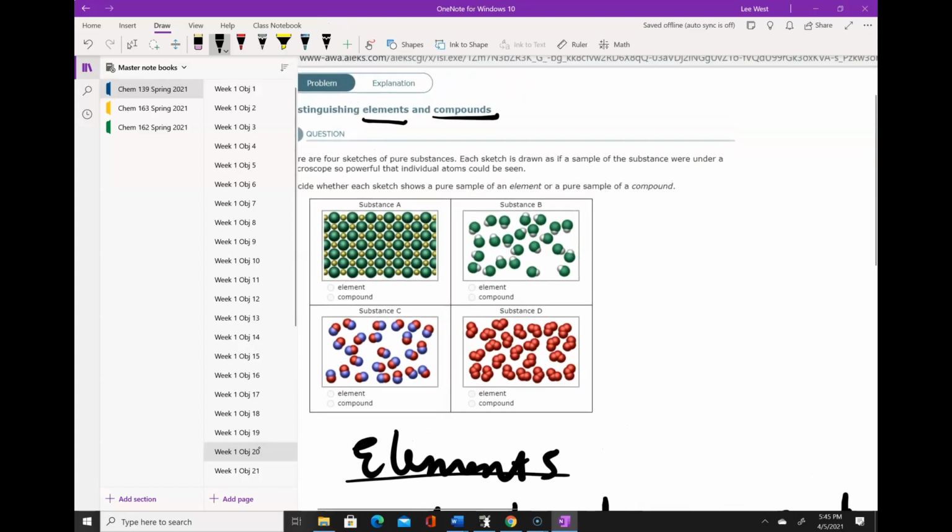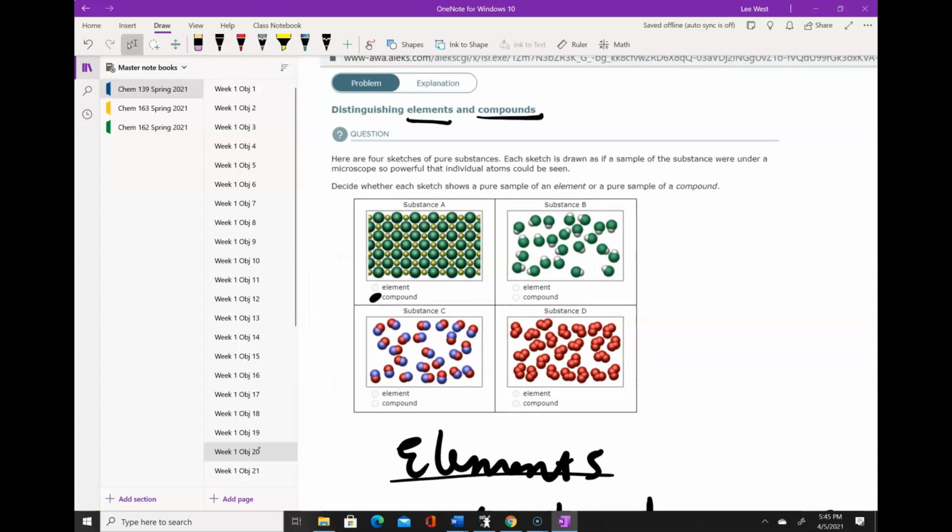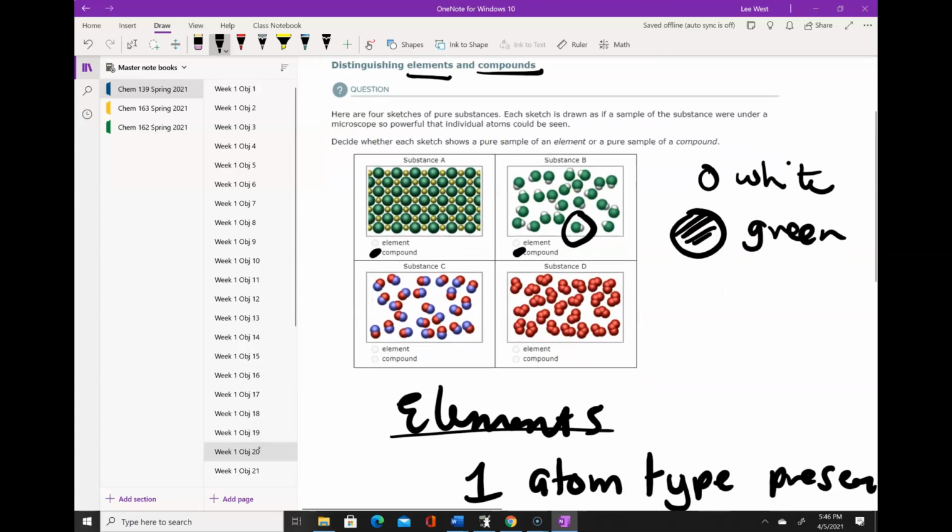So let's see what we've got here. Well, in substance A, we've got these green atoms and these yellow atoms, so it has to be a compound because we've got two atom types present. In substance B, we've got these single molecules that have two types of atoms. There's these white atoms, and then there's the larger green ones. So it's got to be a compound. In C, again, two types of atoms are present in each of the molecules, so it has to be a compound.